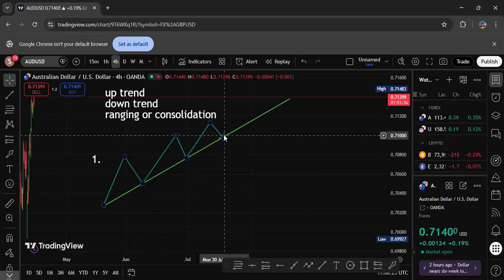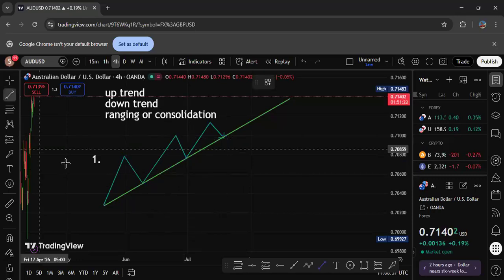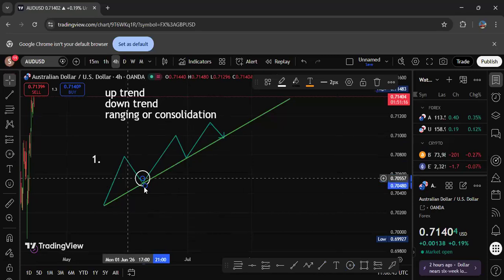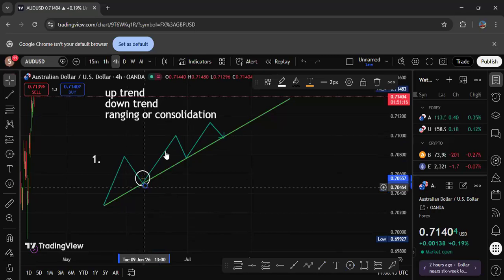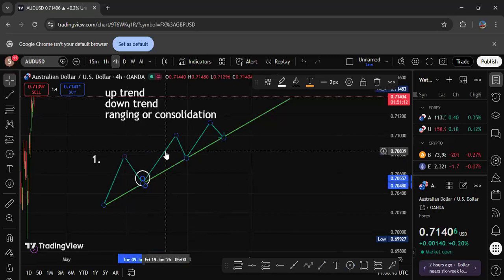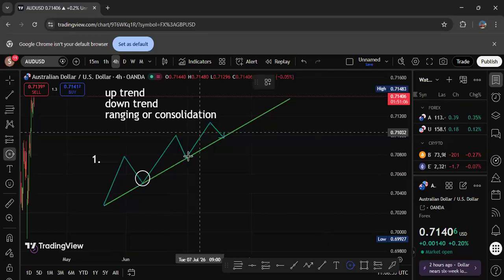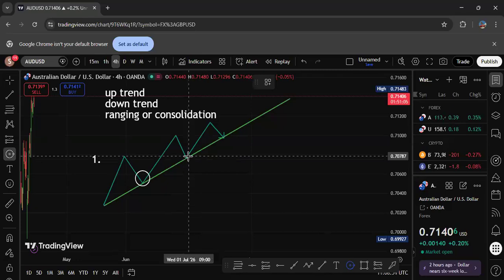So what does that tell you? It means that as long as this trend line keeps holding, then anytime price comes back to this trend line, what usually happens? A bounce will happen. It will bounce, then start pushing towards the upside. Then it comes back again here, then bounces off again.